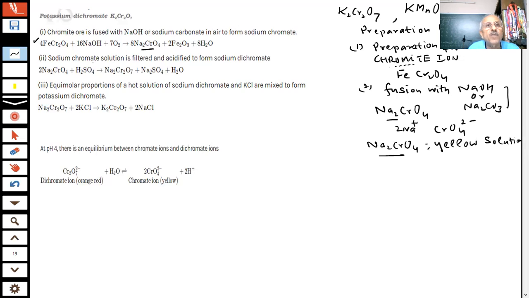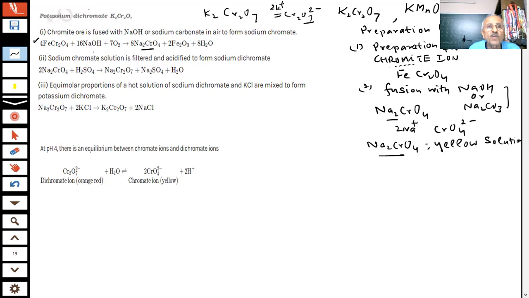The first thing is to form sodium chromate, Na2CrO4. What we are looking for, what we are preparing, is K2Cr2O7. K2Cr2O7 will have the Cr2O7 2 minus ion. These are called dichromate ions, and you have the potassium ion. This is our dichromate ion. What we are getting is yellow colored chromate ions, a yellow colored solution, students. So we have written this equation.